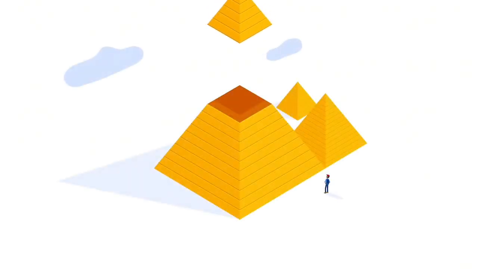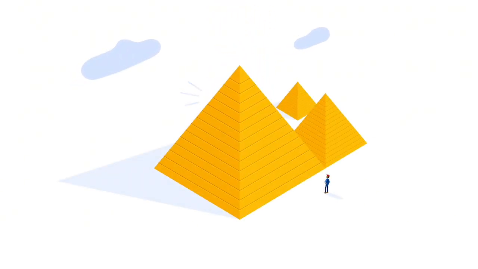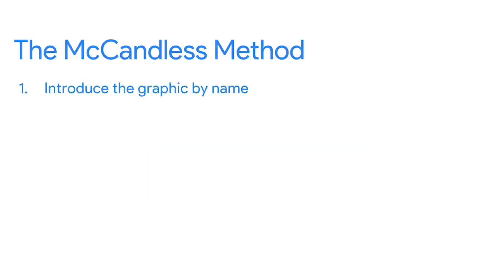And that's where the McCandless method we learned about earlier can help. So let's talk through the steps of this method and then apply them to our own data visualizations. The McCandless method moves from the general to the specific, like it's building a pyramid. You start with the most basic information, introduce the graphic you're presenting by name. This directs your audience's attention.